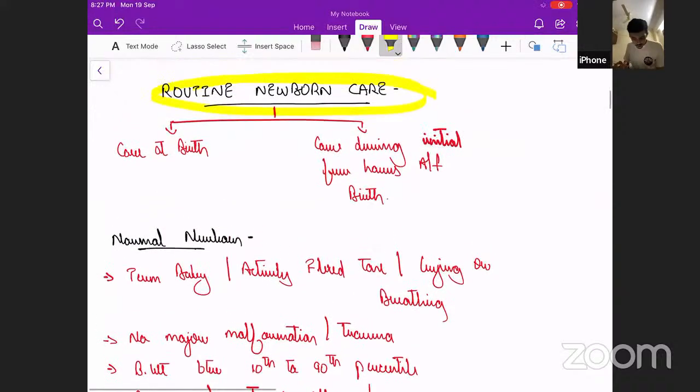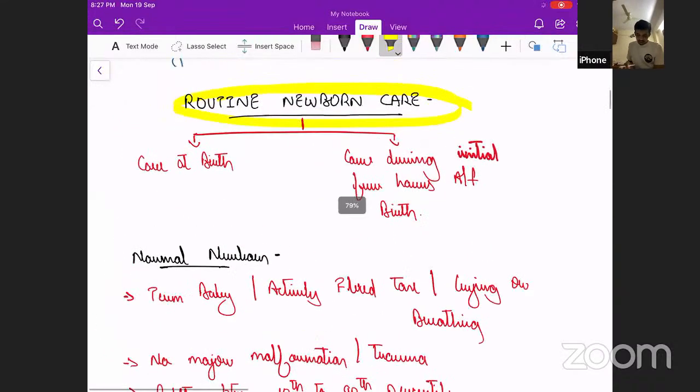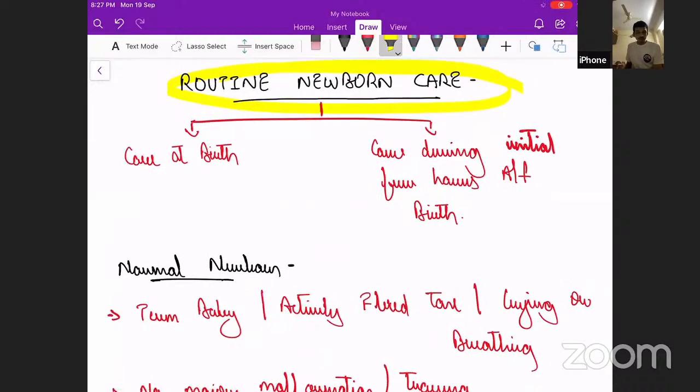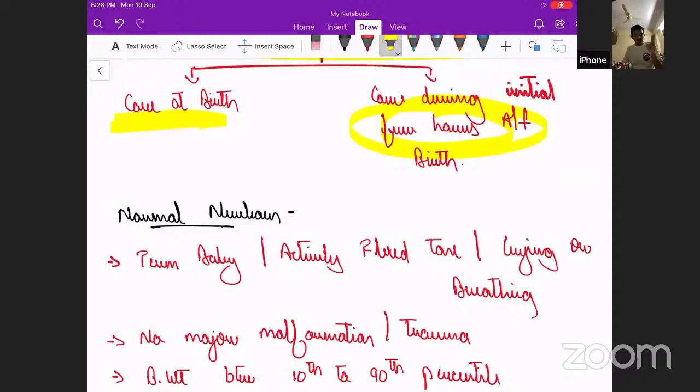Okay, so let me move ahead. So the next topic will be routine newborn care. Now, this routine newborn care, one part includes the time of birth, and the other part includes the initial few hours after birth. So just now we saw in our NRP protocol that at the time of birth, what are the three things we assess? We see whether it is term gestation or not. We look at the tone, and we look whether the baby is breathing or crying.